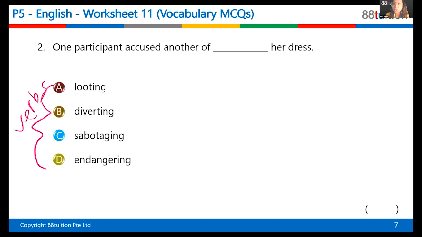Okay, they are all action words, right? So here you're accusing someone of something, right? Of doing something to a dress, right? So what is the answer here? Did anyone write? Yeah, some of you wrote the answer as A. Did anyone else write anything else? Yeah, some of you wrote the answer as A.